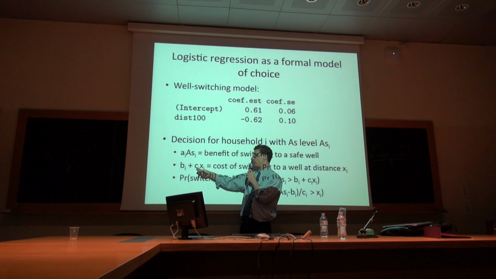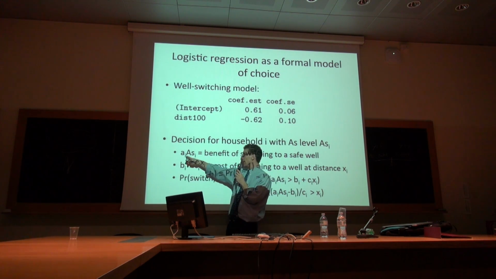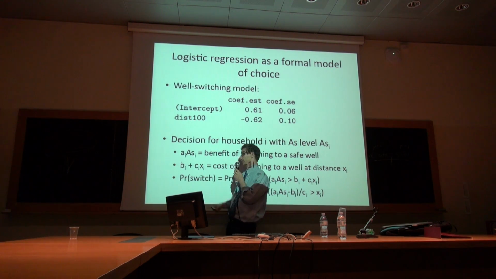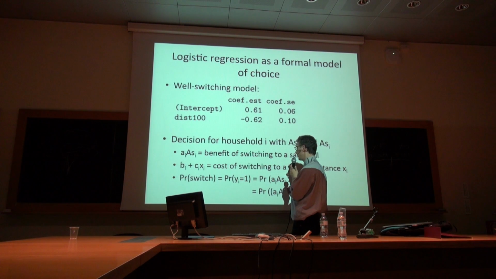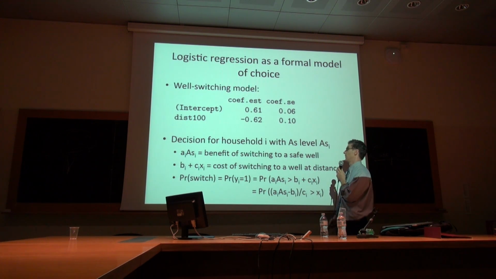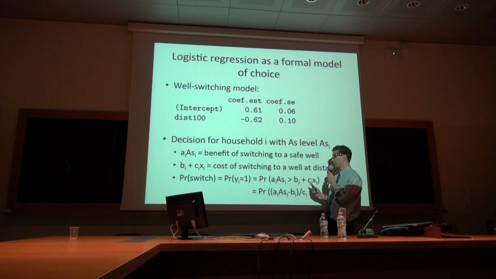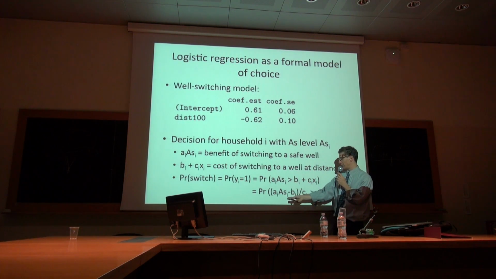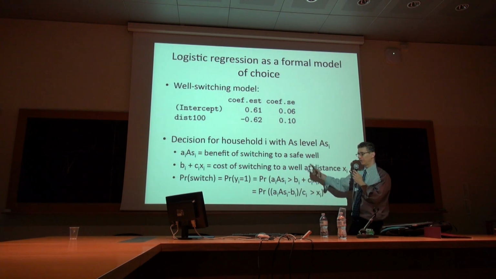So this C is a very important coefficient here. This letter A corresponds to how much you care about the cancer risk, and this C corresponds to how expensive it is for you to walk. And then, what's the probability you switch? You switch if the benefit exceeds the cost. So you switch could be expressed in terms of this distance x. You switch if A times your arsenic level minus B over C is greater than x. So probabilistically, this is just a restatement of the model in decision terms.